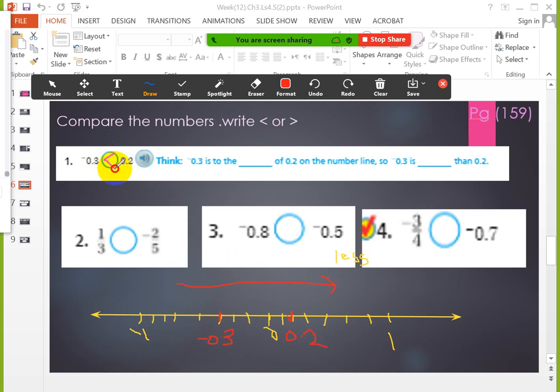And without a number line, I can say that the positive number all the time will be greater than the negative number. This is a strategy. You can use it in any numbers. If I have a positive number and a negative number and I want to compare between those two numbers, always the positive number will be the greater.